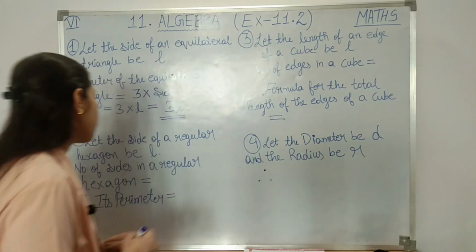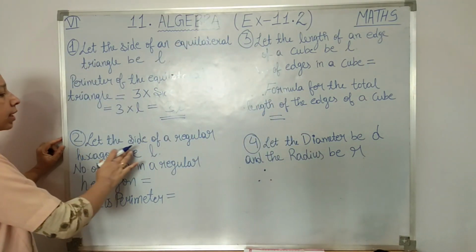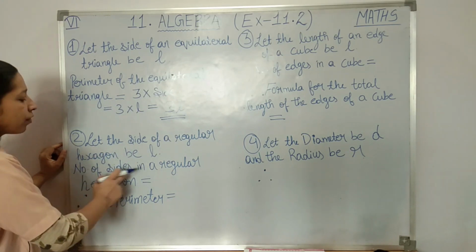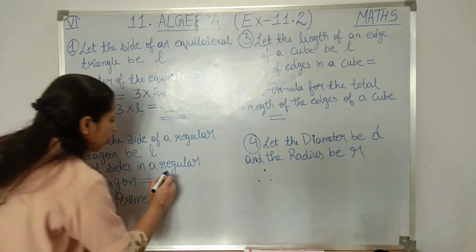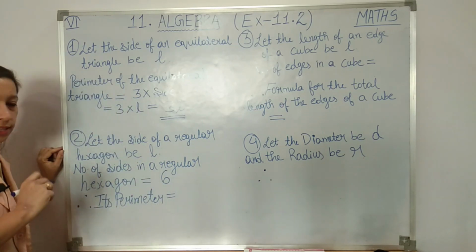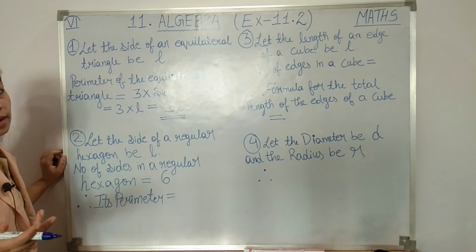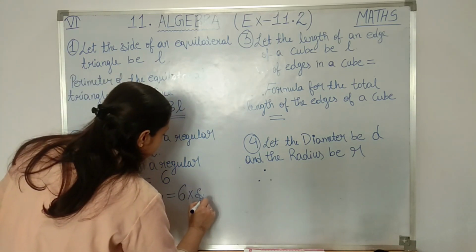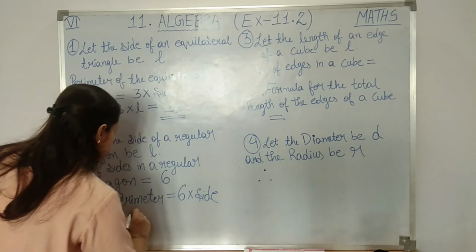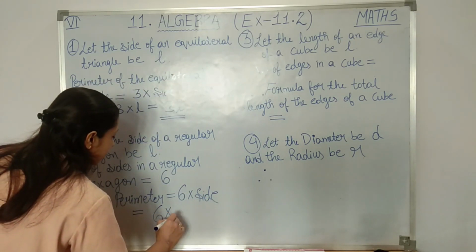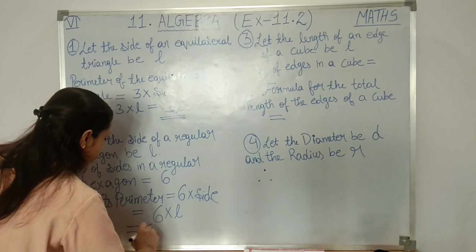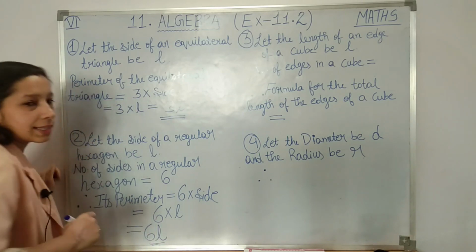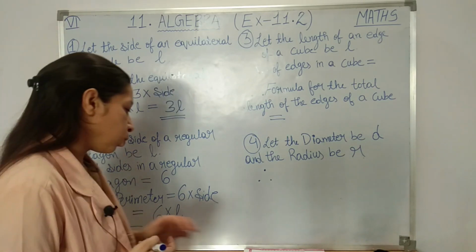So let us see, students. First step, let the side of a regular hexagon be L. Each side is L only. Number of sides in a regular hexagon: the total number of sides in a hexagon is 6. Then what will be the perimeter of the regular hexagon, students? It will be 6 into side, and what is given for side here? 6 into L. So the perimeter of the regular hexagon will be 6L. Got it? Okay, next question we are going to see.